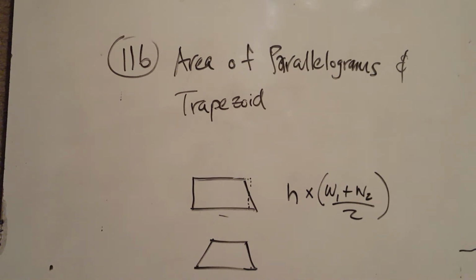So there you go. And they show you some other methods of arriving at this same formula. But that's the formula for the area of a trapezoid. Okay. Now then, let's move on to 117.